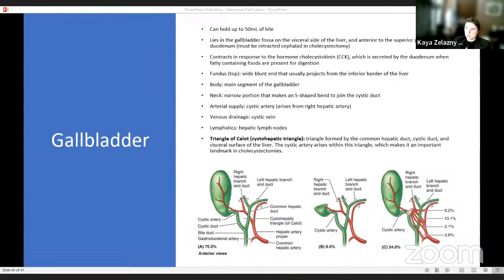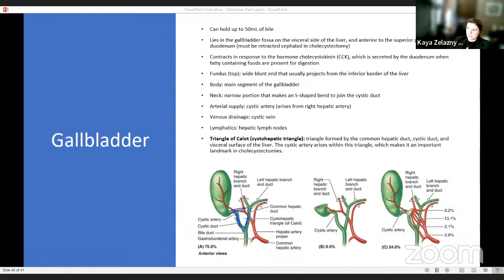A thing we want to note here about our region with the gallbladder is that we have something called the triangle of Callot that we can use as a landmark for finding some of these structures. So this is our cystohepatic triangle. It's going to be formed by our common hepatic duct, our cystic duct, and then the surface of the liver itself. So we're kind of making a triangle like this. And we're doing this so that we can find the cystic artery.